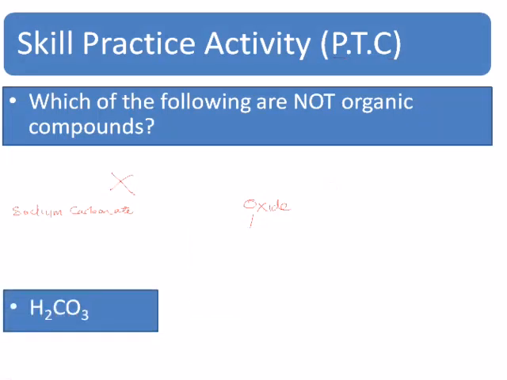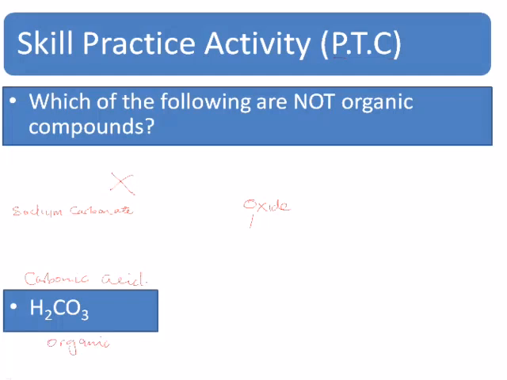Let's look at the next one. I'll give you a chance to pause. Right, you can try it out and then come back when you've finished. This one here is not a carbonate. It's not an oxide of carbon. This is actually carbonic acid. Carbonic acid is an organic compound. This is organic.